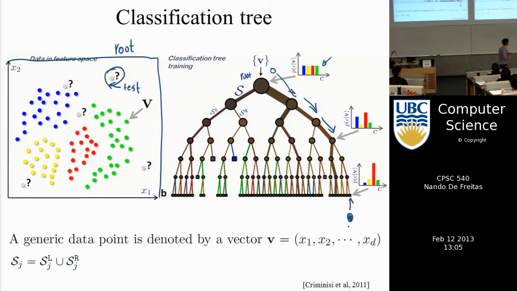But that gray guy still would have a small probability, I don't know, 0.1 of being yellow, 0.08 of being green, and 0.02 of being blue. The height of those bars must sum to 1 because it's a probability. It's the probability of class 1, class 2, class 3, and class 4. So it's the probability of the class given the data point V. And in this case, V is just a point in 2D space.